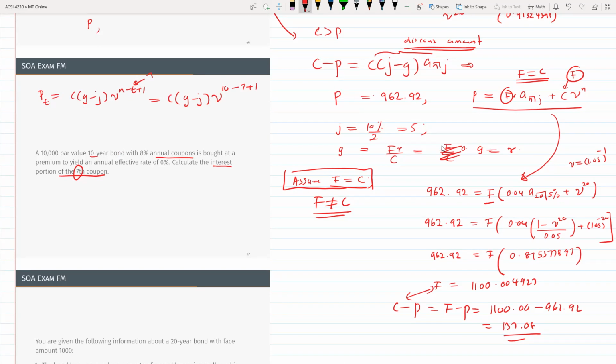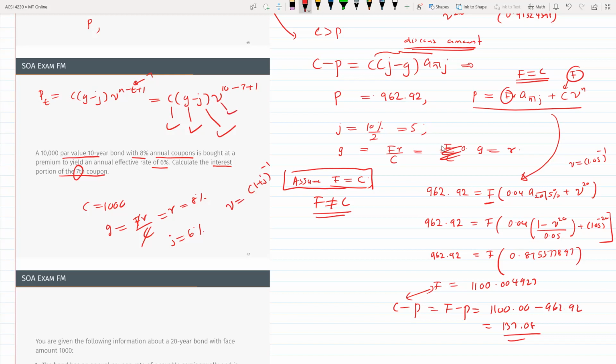Okay. So now what do we need? It's a par value bond, so C is 10,000. Then G is going to be the coupon amount, because F and C are the same, which is r, in this case 8%. Then j is given as 6%, again an effective rate. Then v is basically (1 plus j) to the power negative 1. Okay, so everything is there.